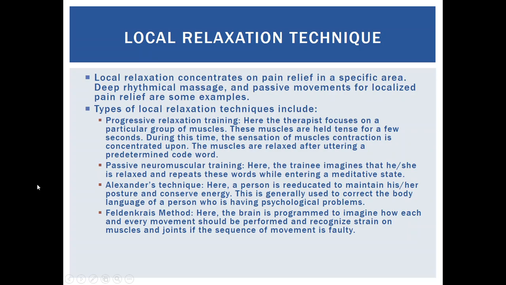And then you have the Feldenkrais method, where Feldenkrais was an engineer who thought that the brain is just like a computer. It can be programmed to imagine how each and every movement should be performed, and once it knows exactly how movements need to be performed, then it can also recognize the strain on muscles and joints, and if the sequence is faulty, and if the strain in the muscle and joint is recognized, then the brain can correct the sequence of movement to avoid that strain. So that is the Feldenkrais method.